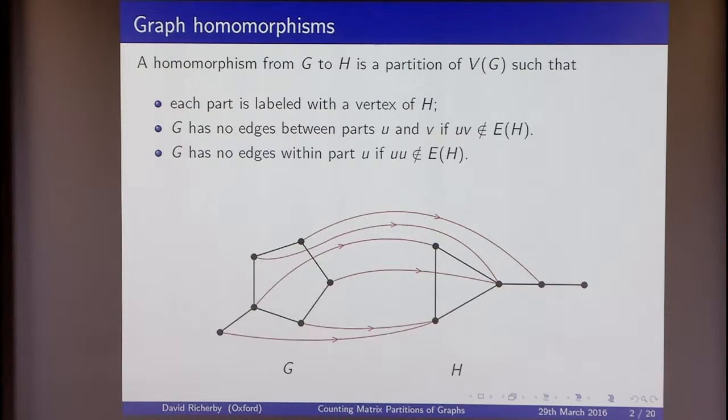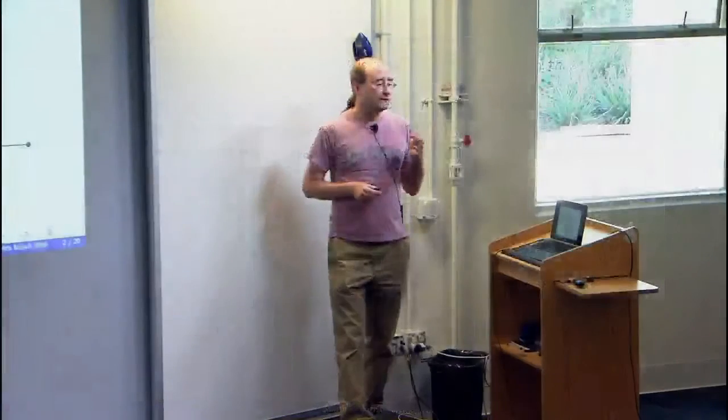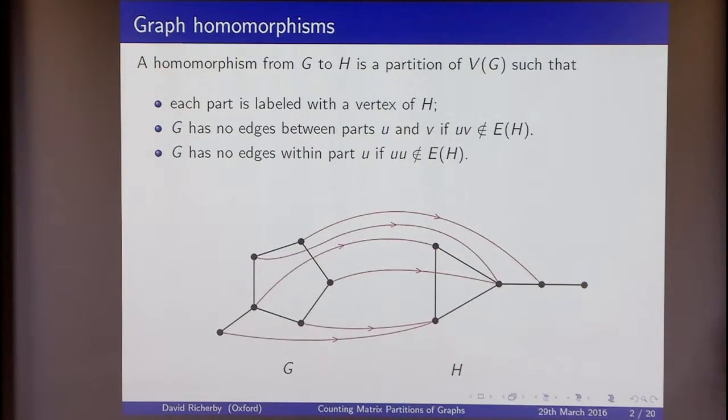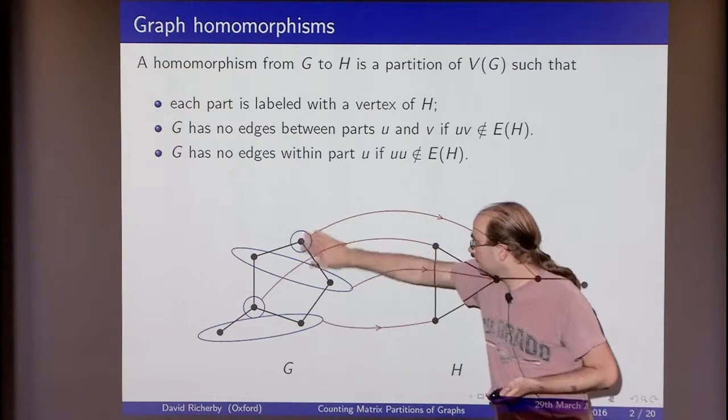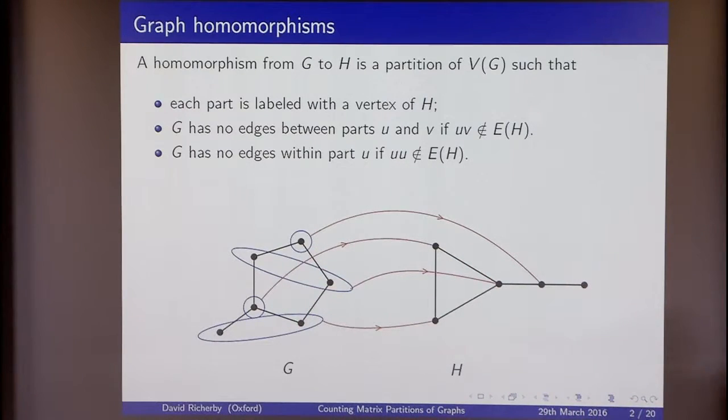Also, if I've got two vertices in the same part of the partition, I'm not going to allow any edge between those two vertices unless there's a self-loop on the corresponding vertex of H. So instead of looking at a map from vertices to vertices like this, I'm going to consider a partition. So I've partitioned into these blue sets here. Each of these parts of the partition, for example this one here, is associated with a single vertex over in H. I suppose I could have added an empty part here that's associated with the unused vertex of H.